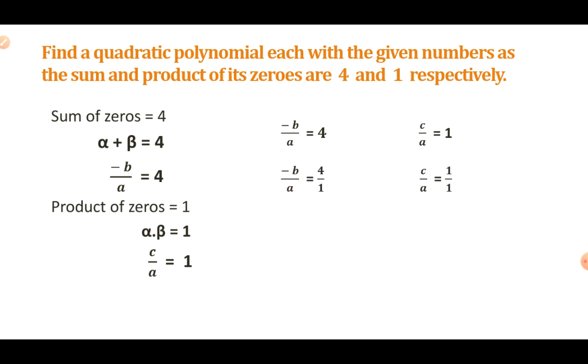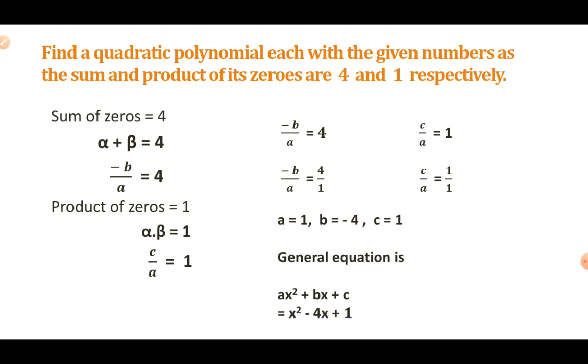So value of a is 1 and value of minus b is 4. That means value of b will be minus 4 and value of c is 1. So 1, minus 4 and 1. So general equation is ax square plus bx plus c. So answer will be x square minus 4x plus 1. I hope this is very clear.